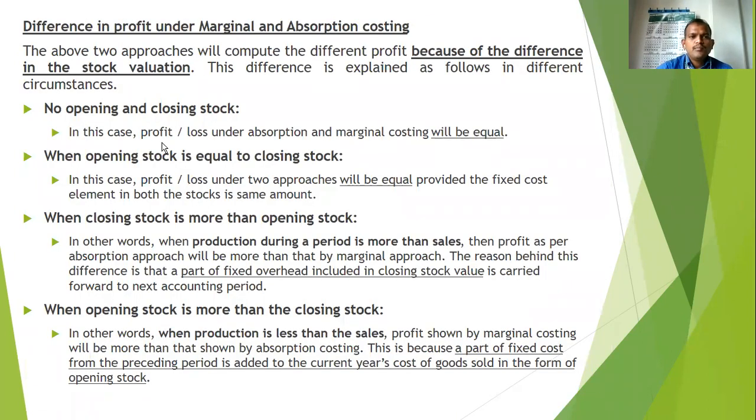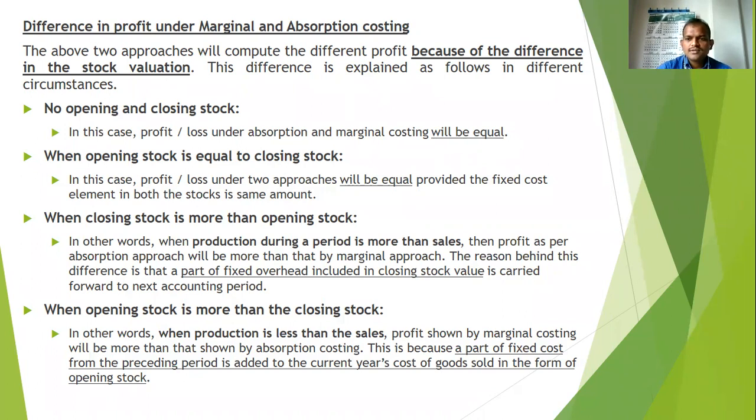So, difference in profit under marginal and absorption costing. The above two approaches will compute different profit because of the difference in the stock valuation. This difference is explained as follows in different circumstances. So what are these circumstances? No opening and closing stock. In this case, profit or loss under absorption and marginal costing will be equal. There is no opening stock and closing stock.